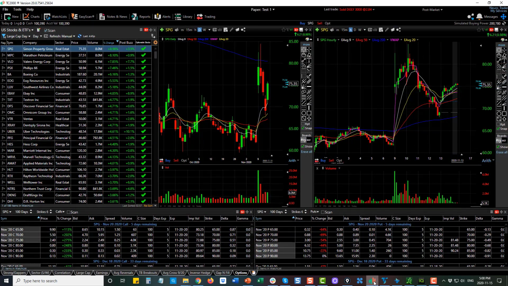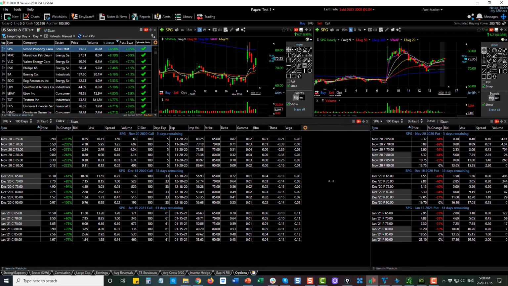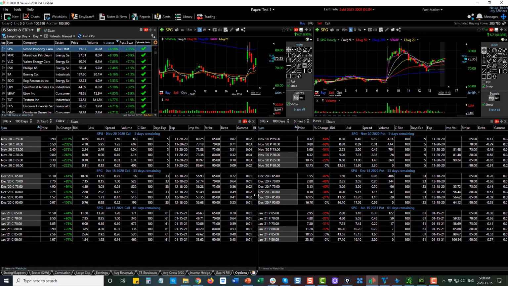I have a TC2000 layout. I've built an options tab, the same platform we use for stock scanning. The only thing is that this platform is really sophisticated for options planning. It's got a lot of different bells and whistles for options planning, and so I've got calls and puts left and right here. So we're going to go over this together.